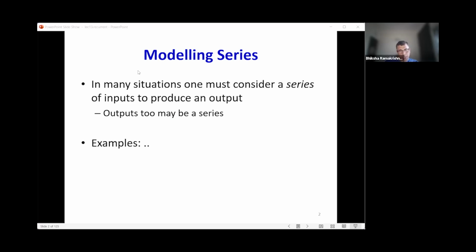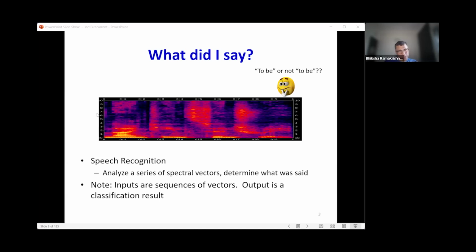There are many situations where we actually have to consider a series of inputs to produce an output. And the outputs too may be in a series. Here are a couple of examples. Speech recognition. When you're performing speech recognition, you must analyze an entire recording of speech before you can decide what the person said. So here the inputs are sequences of vectors, and the output is a classification result.